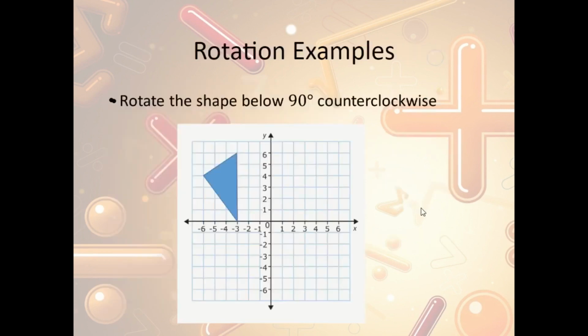So let's look at an example. We're going to rotate 90 degrees counterclockwise. So again, write out your coordinates. There's my coordinates: negative 3, 6; negative 6, 4; and negative 3, 0.